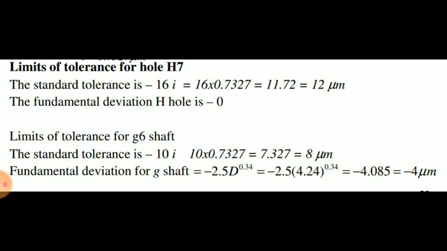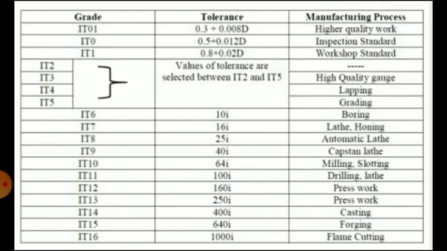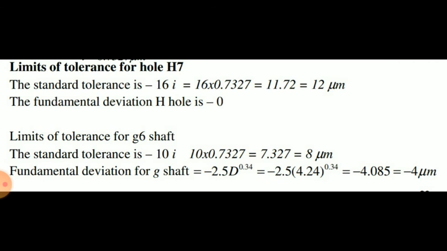So limits of tolerance, now find out for G6 shaft. So G6 means the tolerance given for the shaft is IT6. So value of IT6 you can see is 10i. So 10 into I, value of I is 0.7327, that is equal to 8 microns. And the fundamental deviation for G shaft is given as minus 2.5 D raised to 0.34. So that formula is given in the problem, and that value is minus 4 microns.